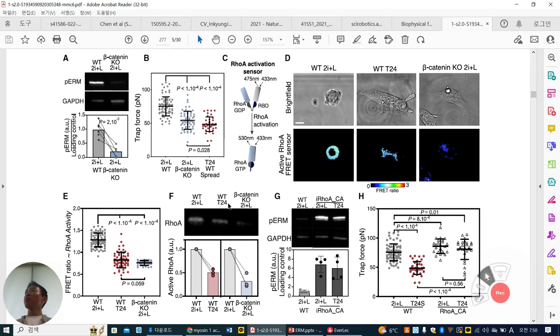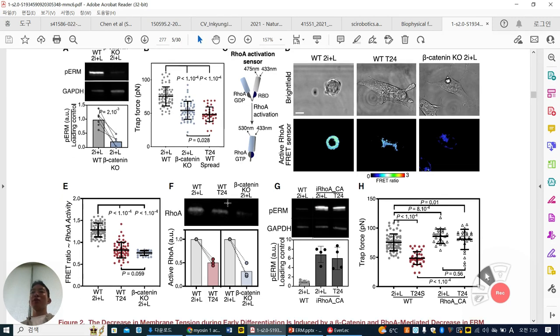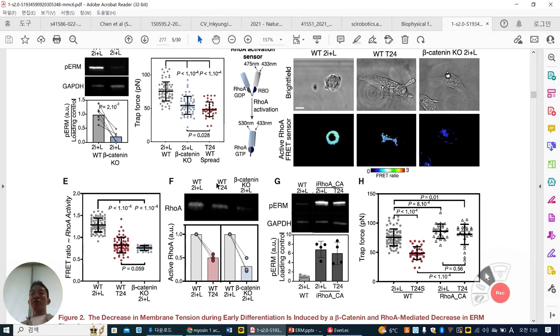I'm not sure, but I think in a spreading cell, the tension of cortical actin is higher than in a spherical cell, because the spherical cell has a smaller area and the spreading cell has a wider area. So the wider area means the tension of actin is higher than spherical. What do you think? Yeah, I think this does not match the physical concept. Yeah, right.